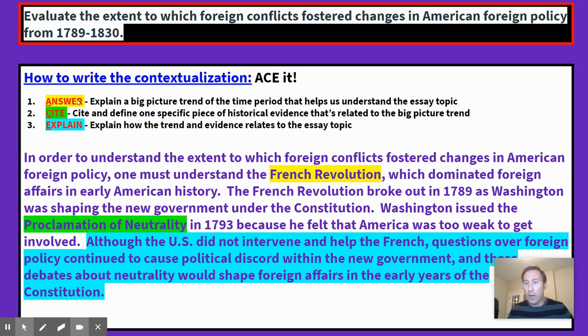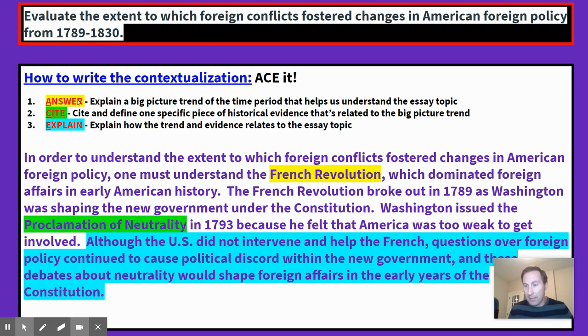So let me explain what I mean by that. Here's a good example of a contextualization that follows that ACE structure: answer, citation, explanation. So in order to understand the extent to which foreign conflicts fostered changes in American foreign policy, one must first understand the French Revolution. So that's my big trend. The French Revolution was ongoing. That's the big trend that I think creates background for the changes that I'm going to discuss.